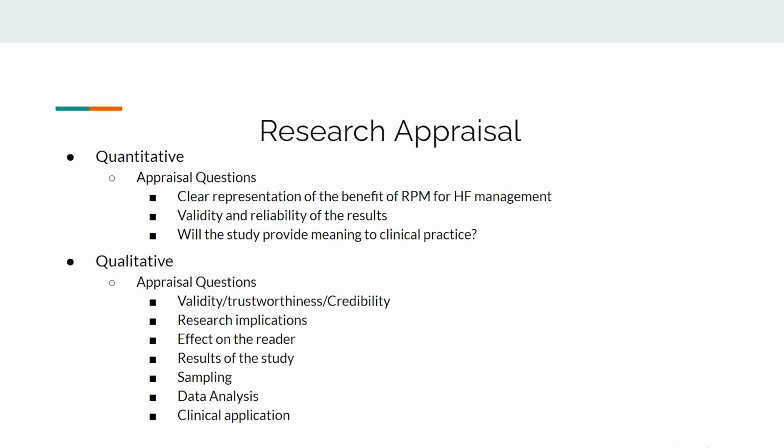Research appraisal for quantitative and qualitative research studies. For the qualitative research study, the aim of the study was to explore the attitudes and beliefs of elderly patients with heart failure. The study delved into how patients with heart failure view their condition, and assessed their knowledge of the illness and its management. The study used focus group discussion.